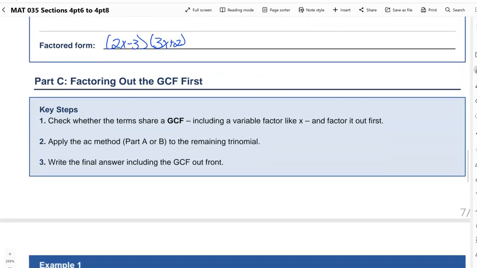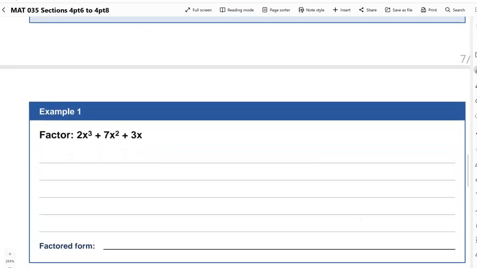Sometimes we may need to factor out a GCF first. So let's look at an example. We have 2x cubed plus 7x squared plus 3x. Okay, every term has an x in common, so we're going to start by factoring that out. That's going to leave us with 2x squared plus 7x plus 3. So that's what we want to factor. That's what we're going to use for the AC method. AC is going to be 2 times 3, which is 6.